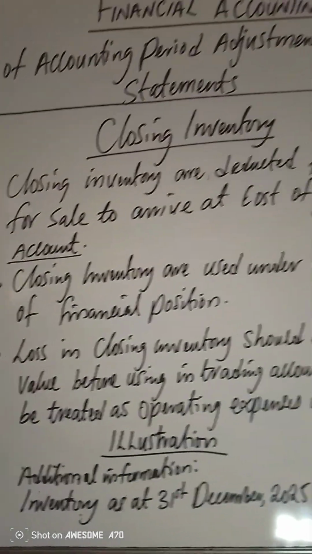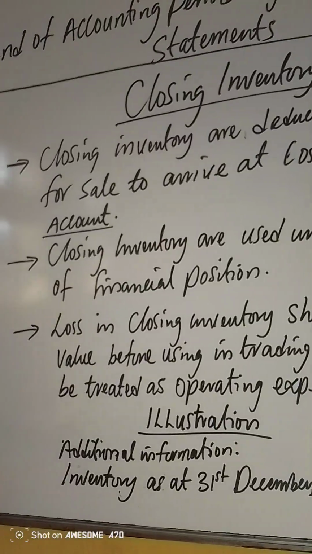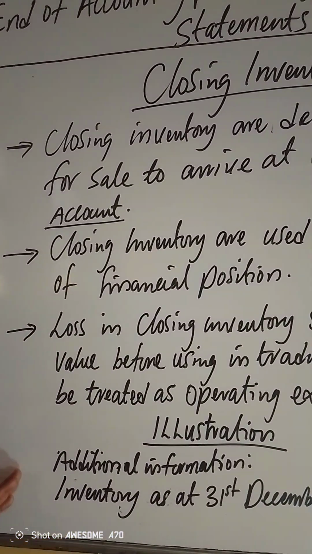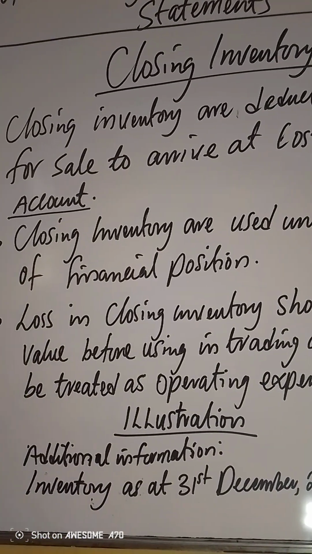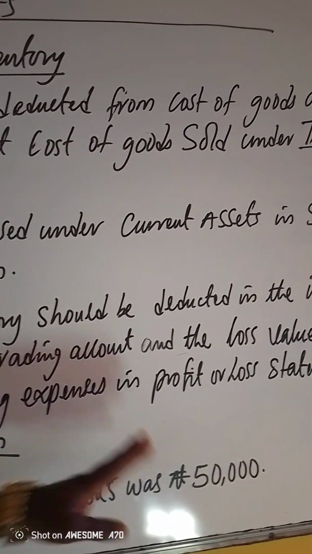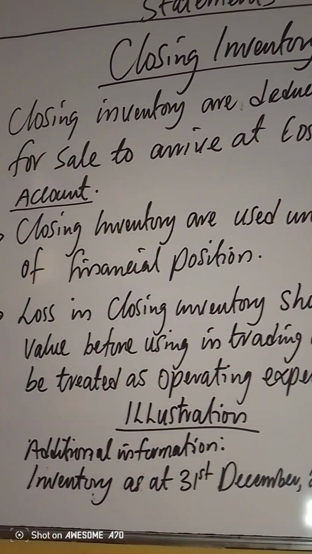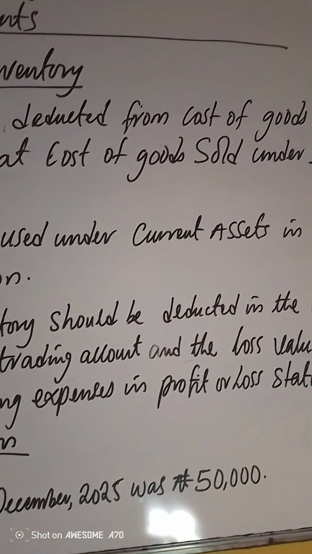Let's quickly look at an illustration and how we are going to show it in what is called an extract of the financial position. So let's look at this illustration whereby, given a trial balance, in additional information, there was inventory as at 31st December 2025, which was valued at 50,000. Inventory at the end of the year, 31st of December 2025, value 50,000.